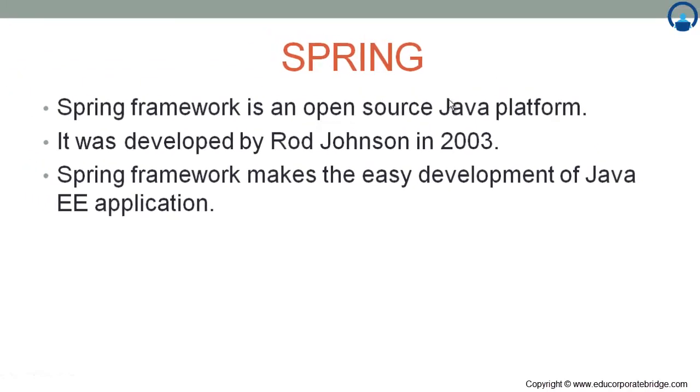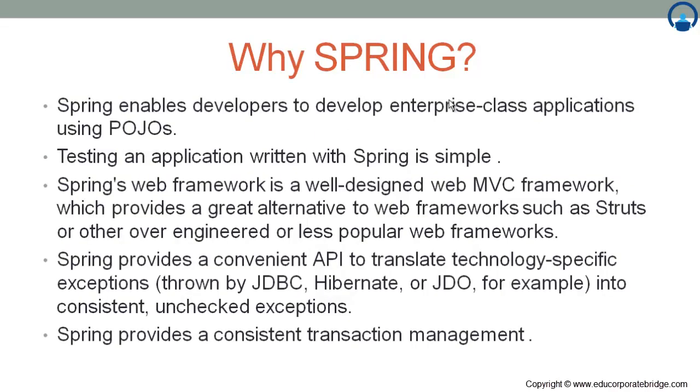So Spring is basically a framework, and it is based on Java, and it was developed in February 2013 by Rod Johnson. And the Spring framework makes easy the development of Java EE applications like servlets and JSPs. Spring framework is also used to develop Java Enterprise Edition applications. Why Spring? We already had servlets and JSP technologies to develop web applications, and now this is the new concept and new framework introduced.